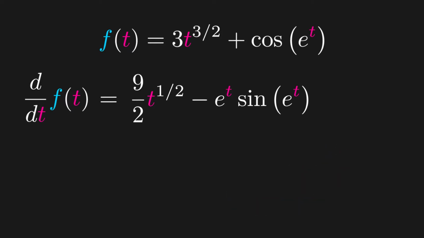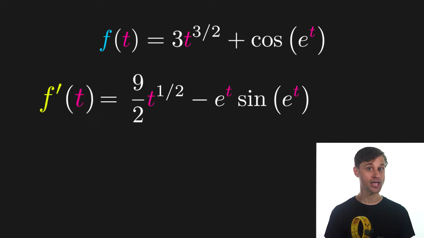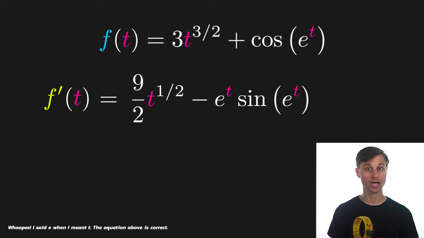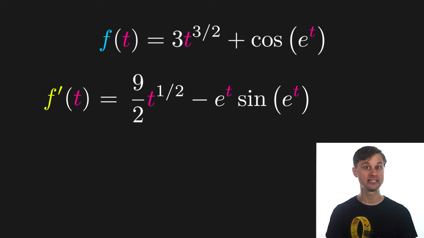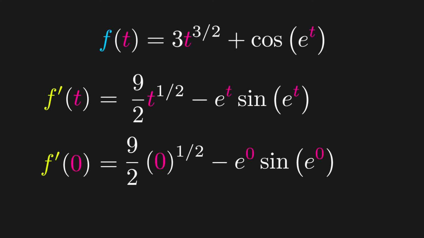All right, so the derivative for the whole function now is this. F prime of t is equal to 9/2 t to the 1/2 power plus negative e to the t power times the sine of e to the t. But we want to find what this derivative is evaluated at the point t is equal to 0. So all we do is plug in 0 wherever we see t into the derivative function.